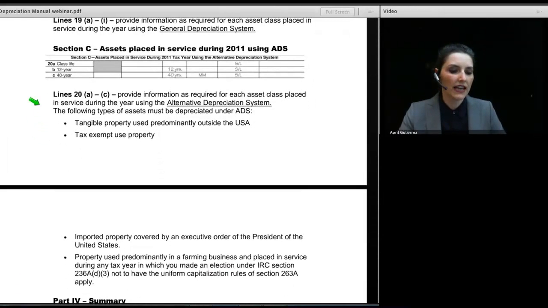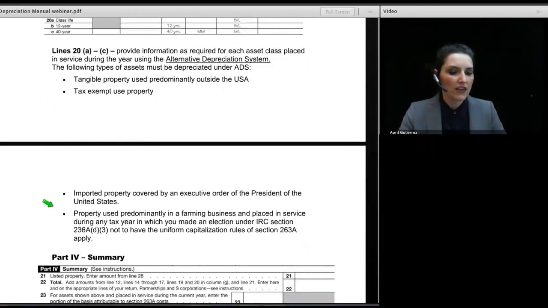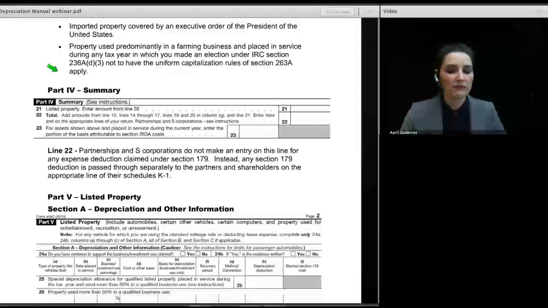On lines 20A through C, you provide information as required for each asset class placed in service during the year using ADS. The following types of property must be depreciated under ADS, and they include tangible property predominantly used outside of the United States, tax-exempt use property, imported property covered by an executive order of the President of the United States. That sounds very serious. And then property used predominantly in a farming business and placed in service during any tax year in which you make an election under Internal Revenue Code Section 263A(d)(3) not to have the uniform capitalization rules apply.